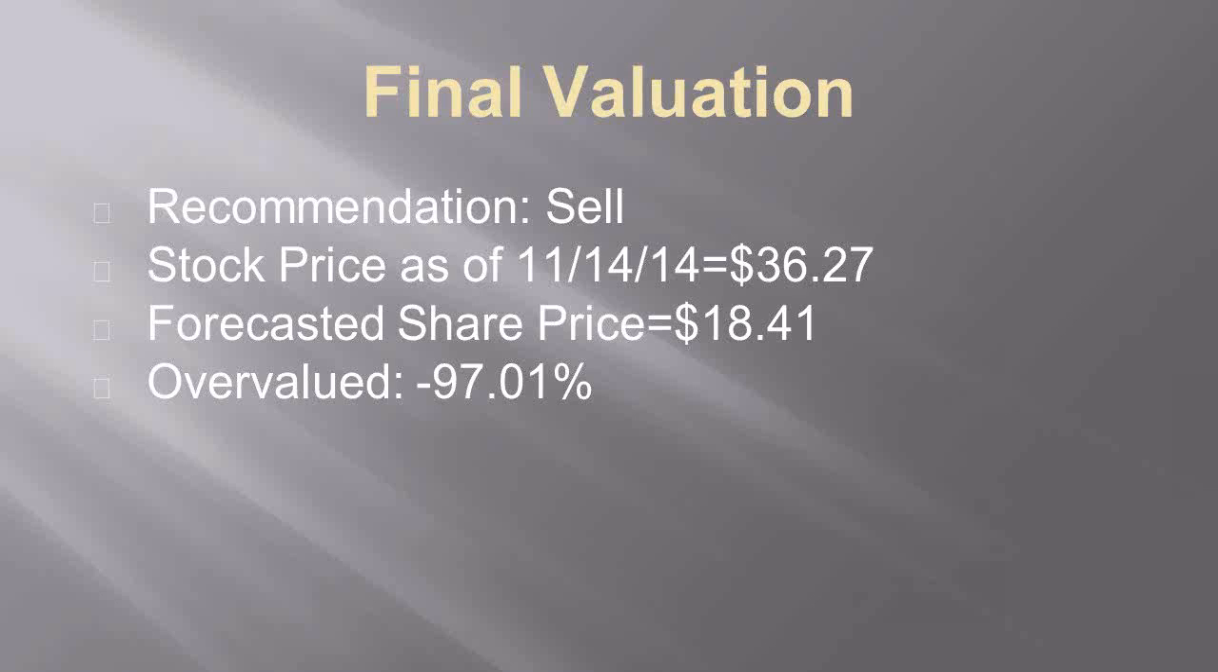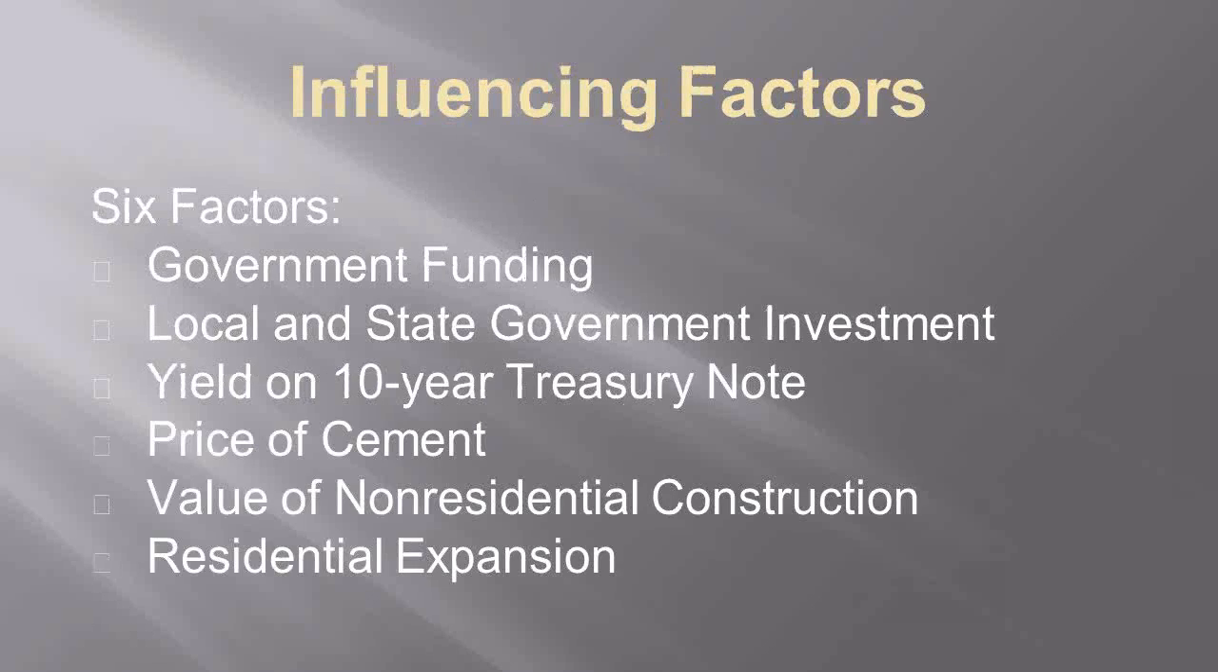And next, Deepak will be talking about the factors that will lead into our assumptions. So we had 6 factors that led to our assumptions of having a forecasted share price of $18.41 and leading to a sell rating. The first of which is government funding.